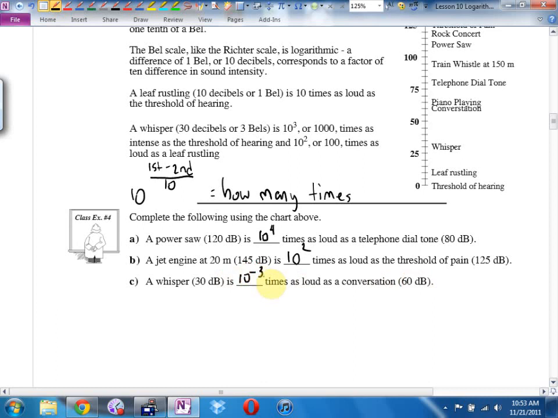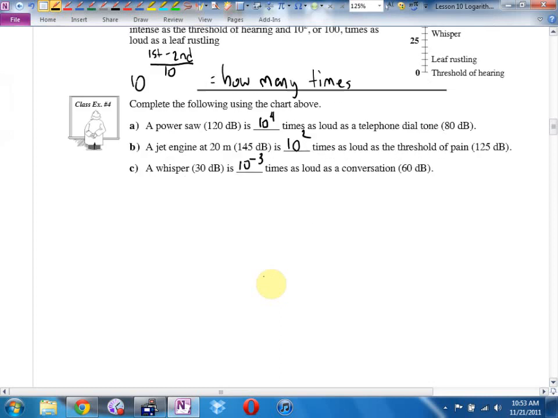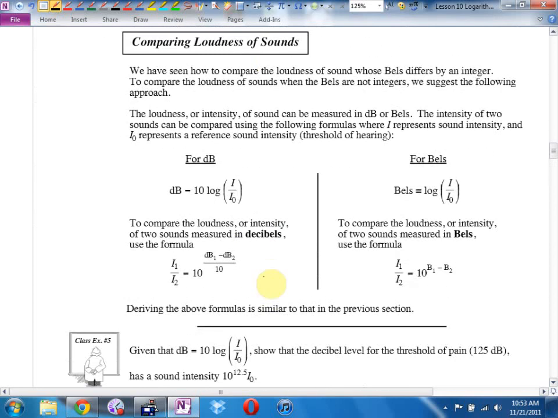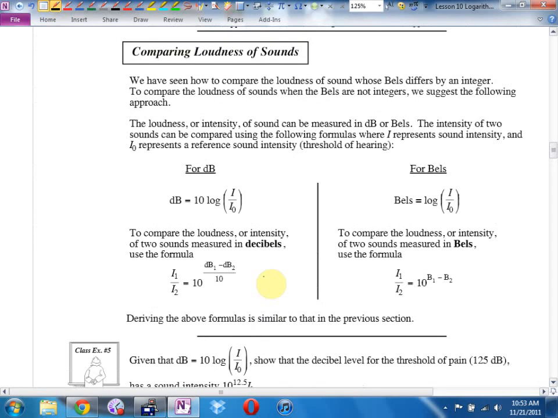Turn the page. Here's your equation. 10 to the bigger, the first one minus the second one divided by 10 equals, and this is their abbreviation for how many times as strong.